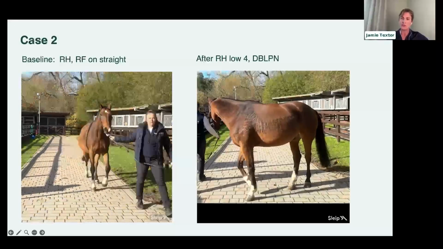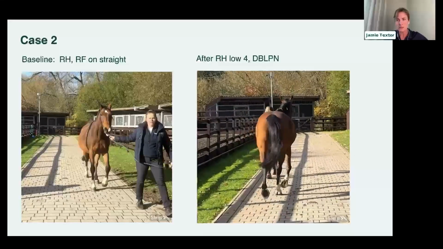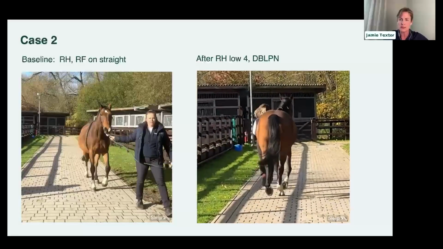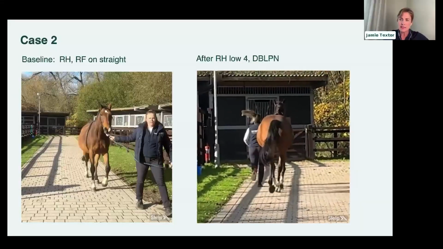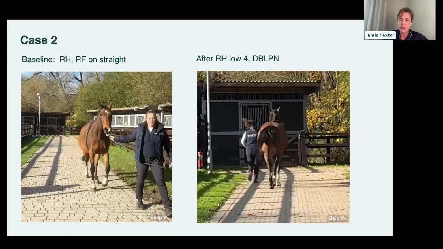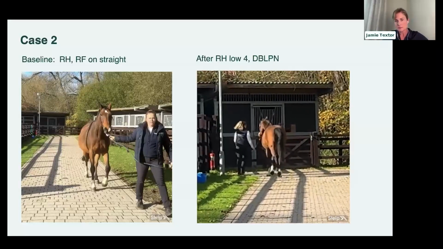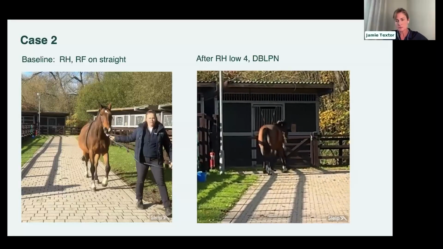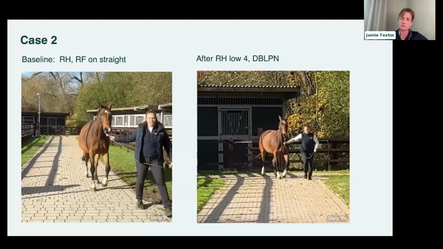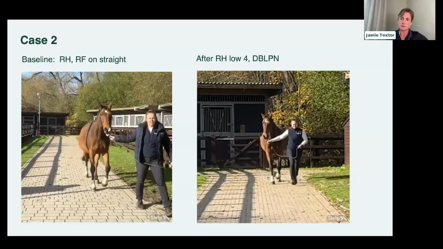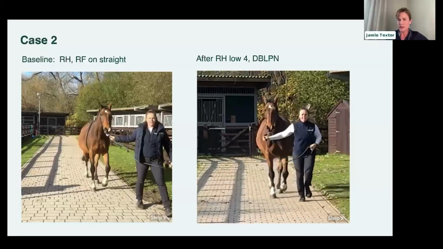Let's see what he looked like after they moved up from the low 4 and did that sort of high suspensory block. The deep branch of the lateral plantar nerve was blocked. And right away, it should be pretty obvious to your eye that this horse is traveling much more evenly. We don't have that very obvious drop off of the right side of the pelvis. And now his head looks particularly steady, at least to my eye.